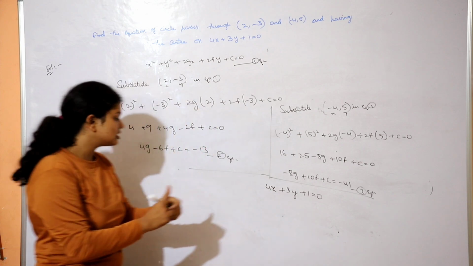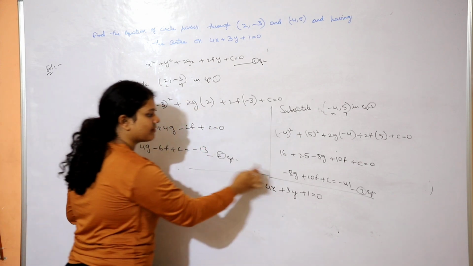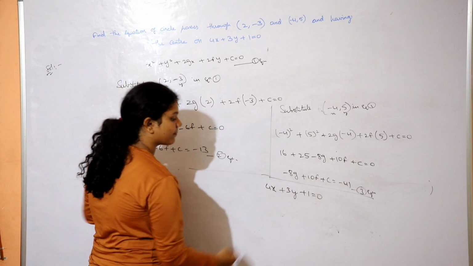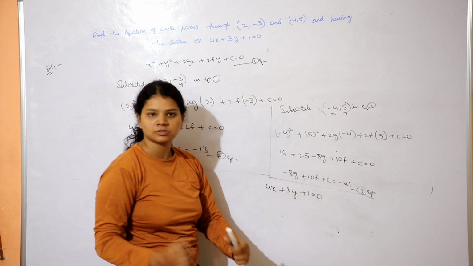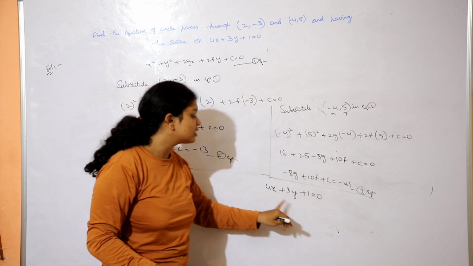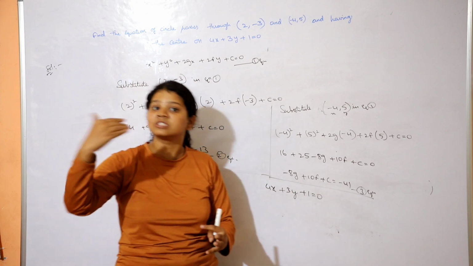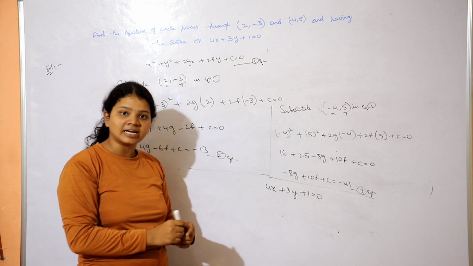Now guys, just take a look over here. You are having 4g, 6f, 8g, 10f, and you are having 4x, 3y. You are having xy variables. Here you are having gf variables. Are you getting it? Now our work is to convert xy into gf variables. So how do you convert? You can convert with the help of the center of the circle.